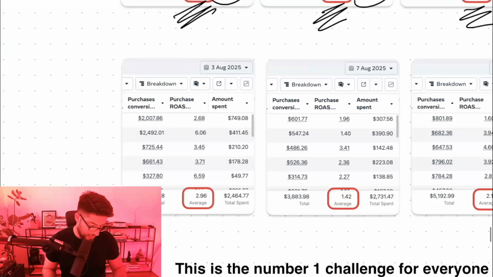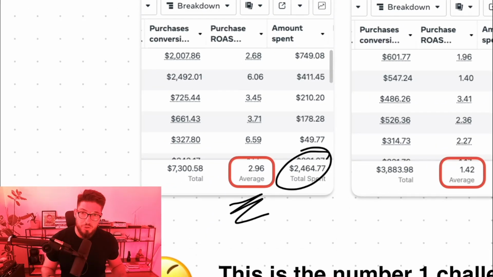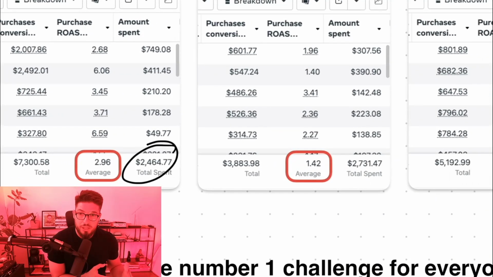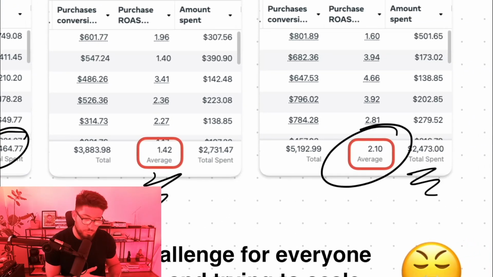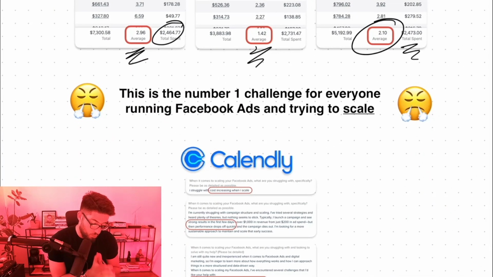And in another ad account, we're spending 2.4K, typical thing per day. 2.96, this is very good for the profit margins in this case. And then as soon as we scale a little bit or keep it at high spend, it goes down to 1.42. And then we lower it a little bit and it corrects to 2.10. It is a pain in the ass, right? So again, this is the number one challenge for everyone running Facebook ads and trying to scale.